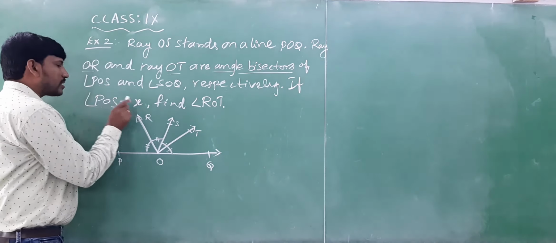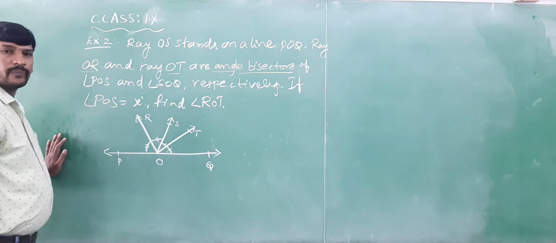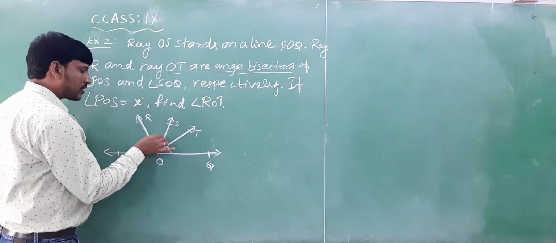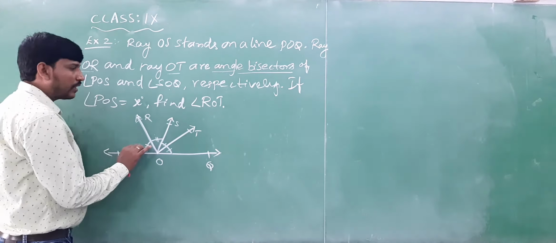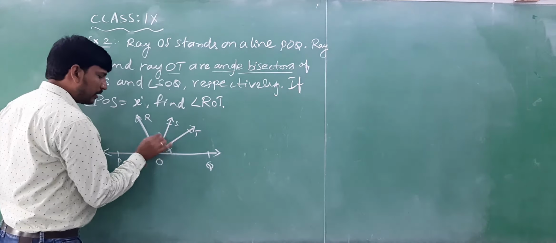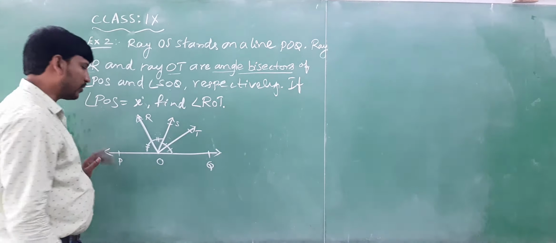OR and OT are the bisectors of angle POS and SOQ respectively. If angle POS is equal to x degrees, find angle ROT. They have given only angle POS, the total angle, equal to x degrees. We need to find out ROT, these two angles. Clear? So now come to the point.